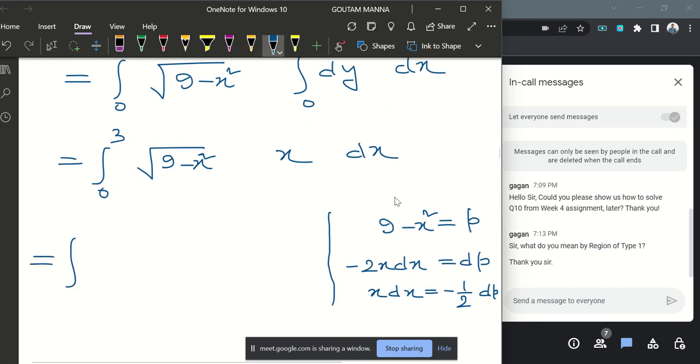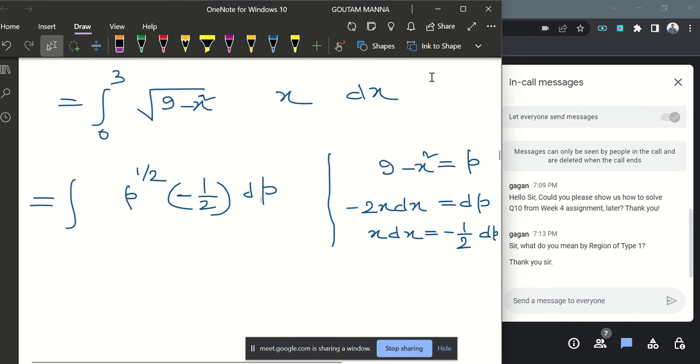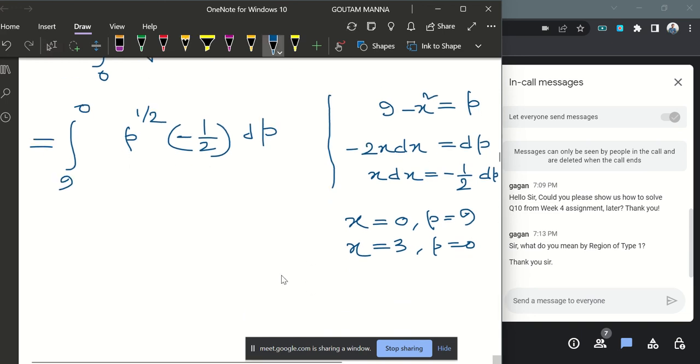So the integration will be root under p, so p to the power half, times minus half dp, and the integration limit will change. When x equals 0, p equals 9, and when x equals 3, p equals 0. So the integration limit will be from 9 to 0, minus half, and the integration of p to the power half will be p to the power 3 by 2 by 3 by 2. Integration limit is from 9 to 0.